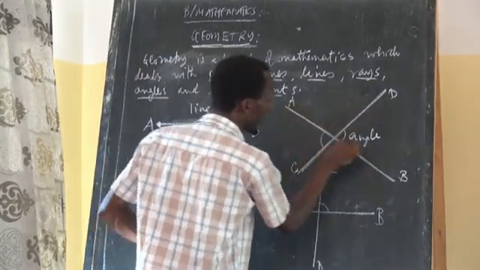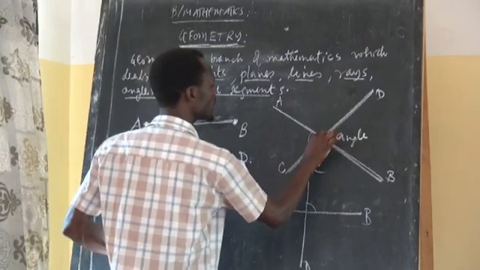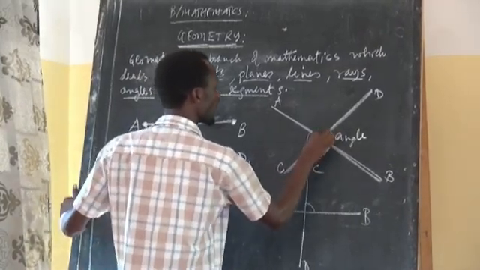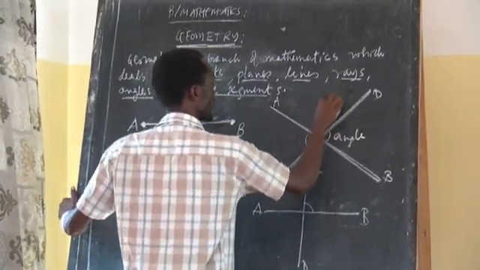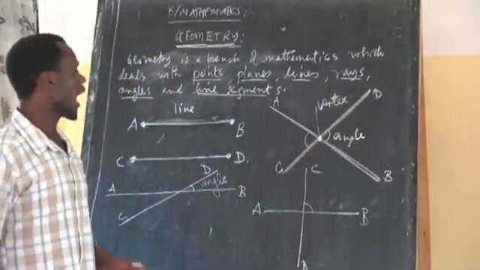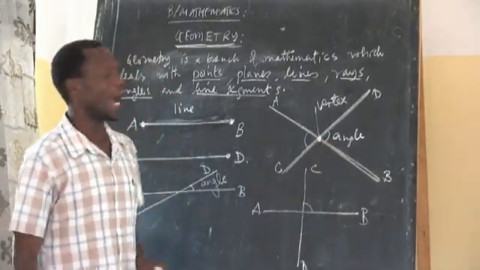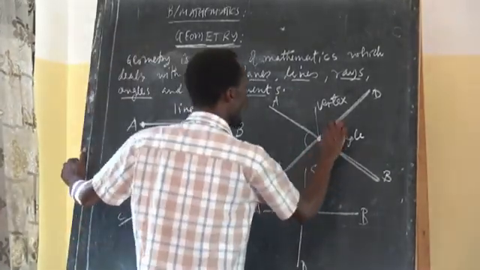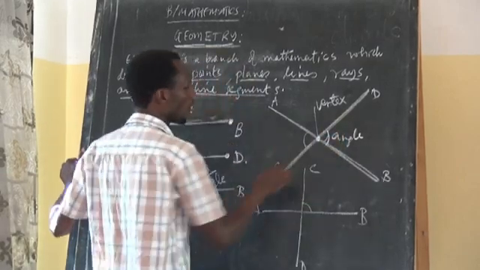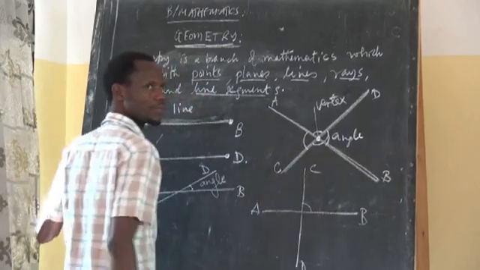Example, this is line AB and this is line CD. They have intersected here. The point of intersection we call the vertex. The place where they have intersected, they form an angle, and that's why you can see we have 4 angles here. This is the first angle, this is the second angle, this is the third angle, this is the fourth one.